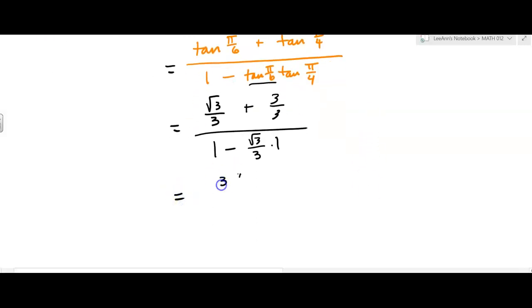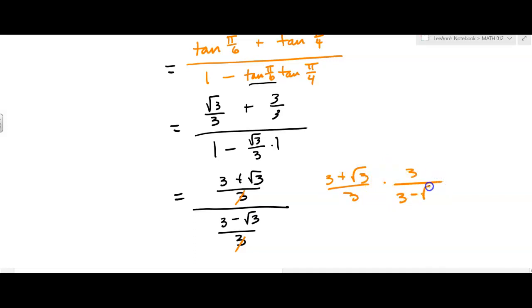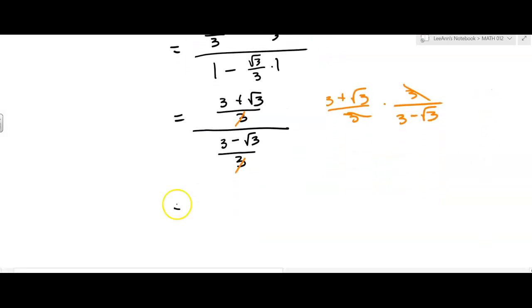So I've got 3 plus the square root of 3 over 3. That's the numerator. Then in the denominator, I have 3 minus the square root of 3 over 3. So you can invert and multiply, or you can just cancel these denominators. That's okay to do. They're both in the denominator. But if that's confusing to you, just invert and multiply. It'd look like this. And then you can cancel them that way. Okay, and so my final answer is going to be 3 plus the square root of 3 over 3 minus the square root of 3.